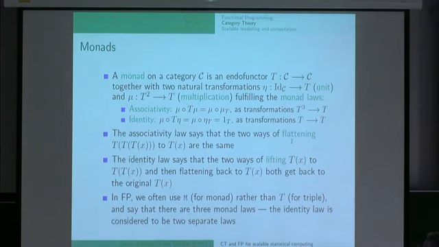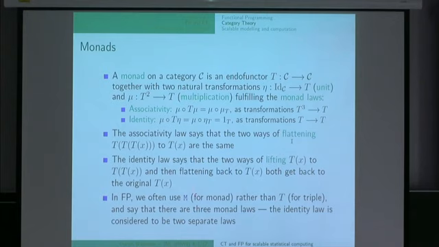And essentially, there are two kinds of consistency laws that you require. One says that the two different ways you could flatten down a list of lists into a list are the same. And the other one says that the two ways you could start with a list, lift it up to be a list of lists, and then flatten it back down again also are the same, okay? And again, those consistency laws are very valuable.